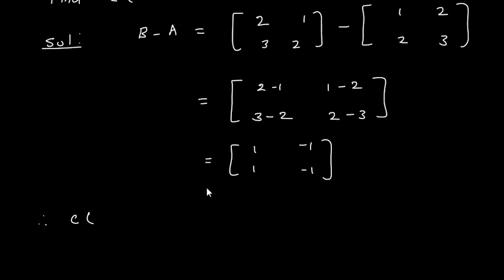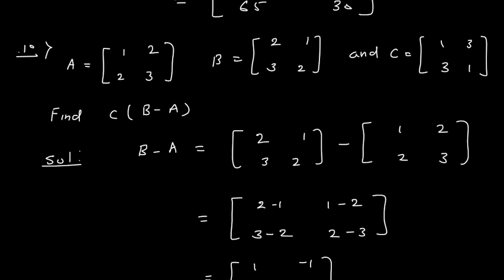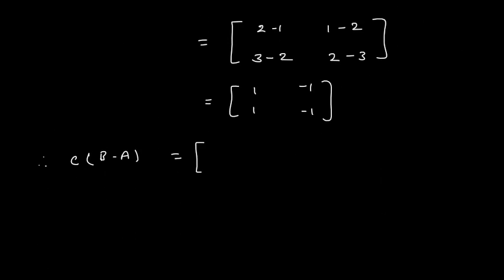So c into b minus a, first I will write c. The value of c is 1331. Into b minus a, which is 1 minus 1, 1 minus 1. Okay, so we get its product.